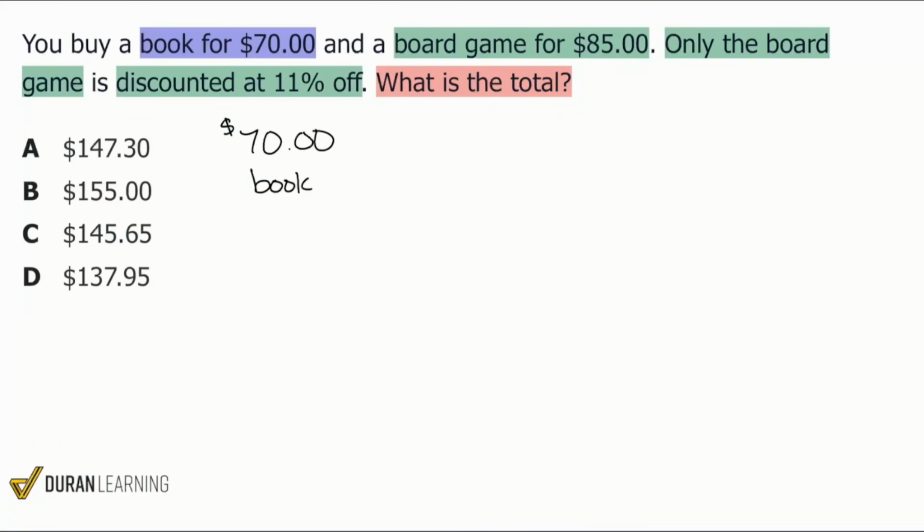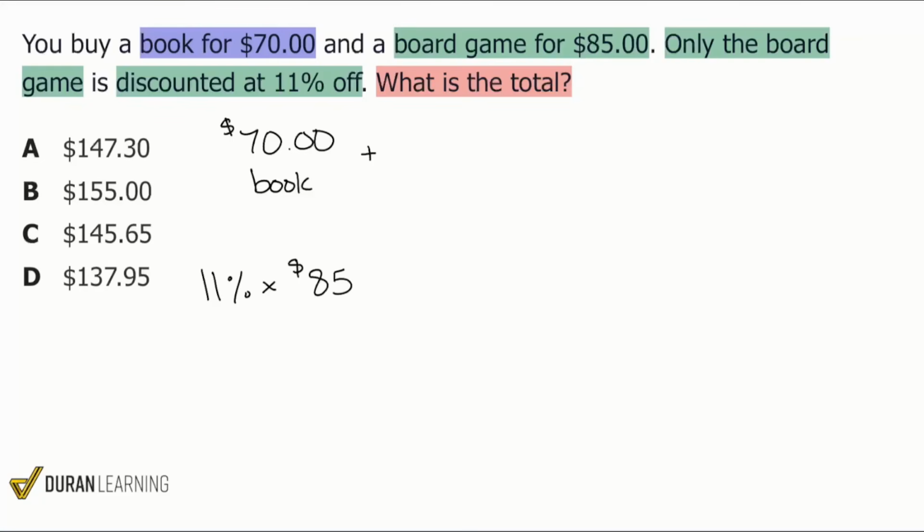The board game, though, we have to figure out what price you're actually paying because it's not 85. We have to apply that discount. There are two ways we can do that. Number one is using the 11% that they give you, multiplying by the $85. But everybody, will that by itself give you the final price for the board game itself? Will that be enough by itself?